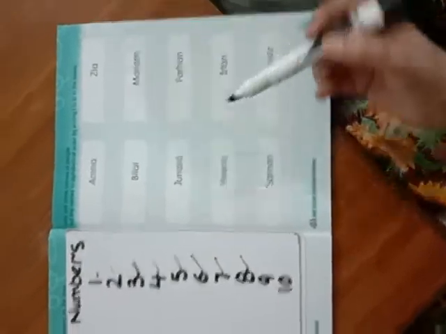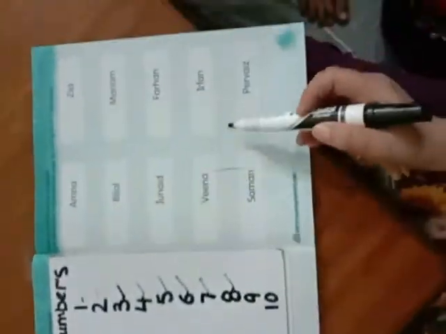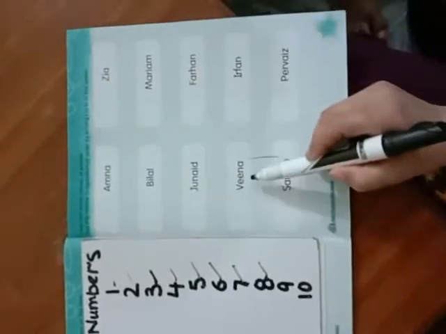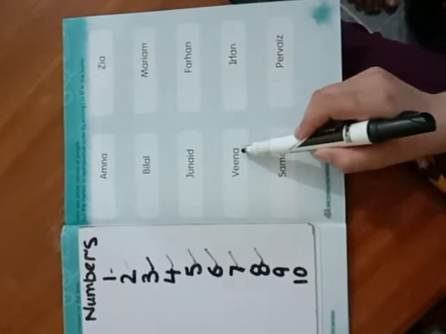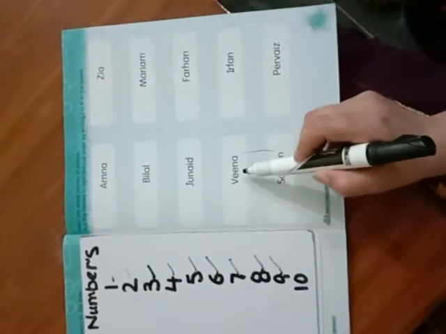Next, come forward. We have U. No, there is no name with U on this page. Next, V. Let's see which name is with V. Yes, here it is Veena. V-E-E-N-A, Veena. Give it number 9. Here write number 9, Veena.